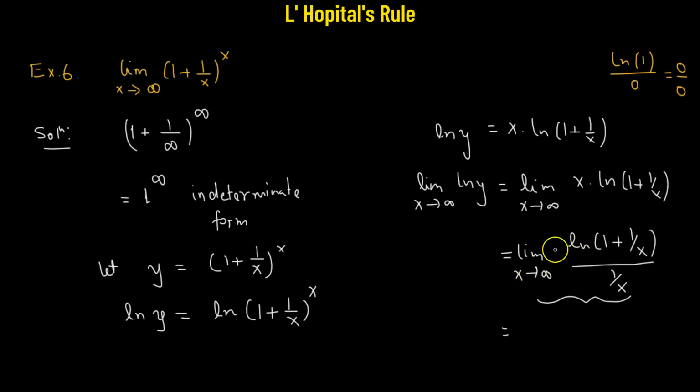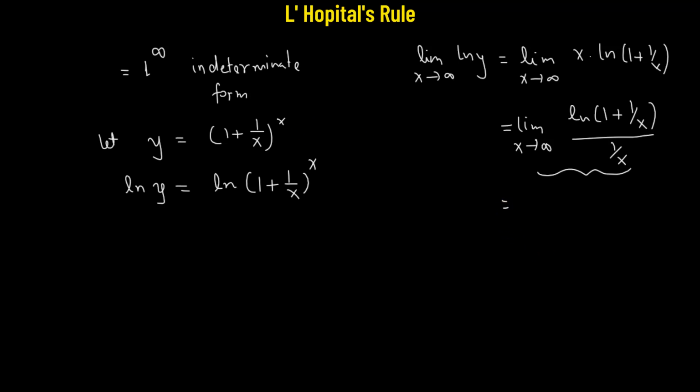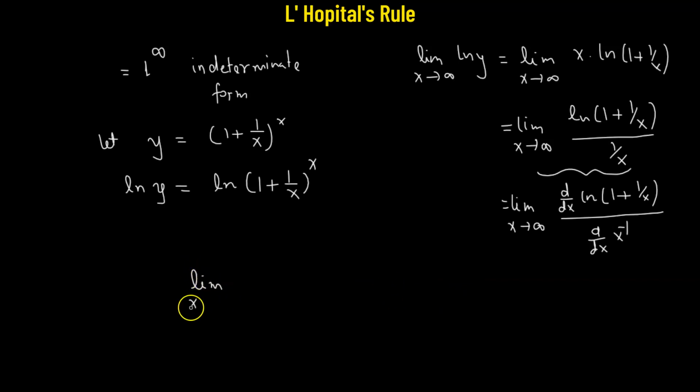Now that we have an indeterminate form, what can we do? We can apply L'Hopital's rule. So let's apply L'Hopital's rule. That means we need to take the derivative of both the numerator and the denominator with respect to x. So this will be the derivative of natural log of (1 + 1/x) divided by the derivative of 1/x, which we can rewrite as x raised to the power of negative 1. Let me write it down: limit as x approaches infinity of natural log of y equals the limit as x approaches infinity.